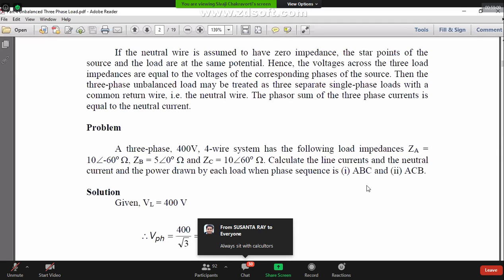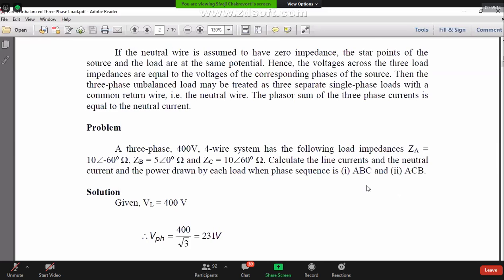So again, I show you a problem. Just read these 3 lines again. Problem.